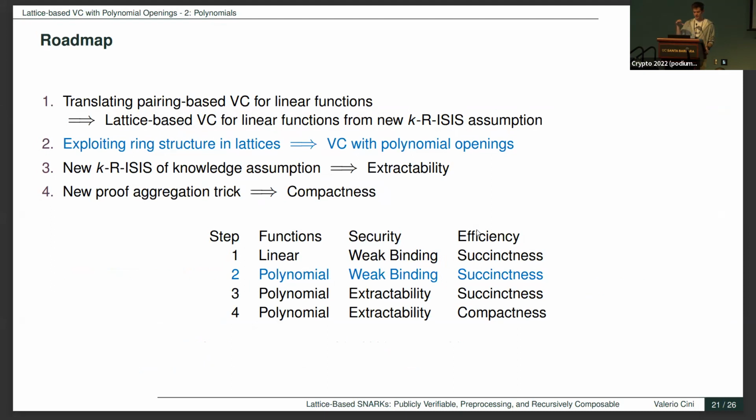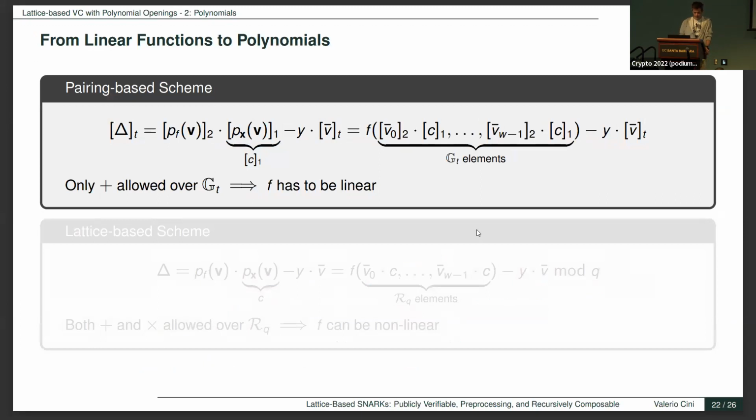Now that we translated this construction to the lattice world, we can exploit the structure of the ring under which we are now working to be able to perform more than opening to a linear function and actually achieve any polynomial of bounded degree. And why are we restricted to linear functions in the pairing setting?